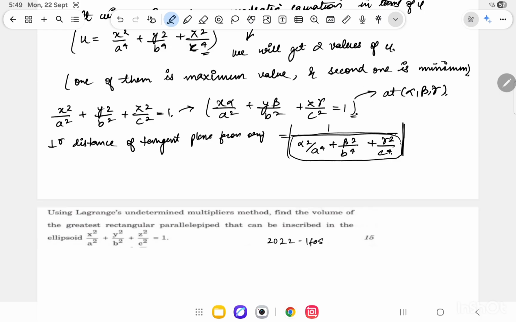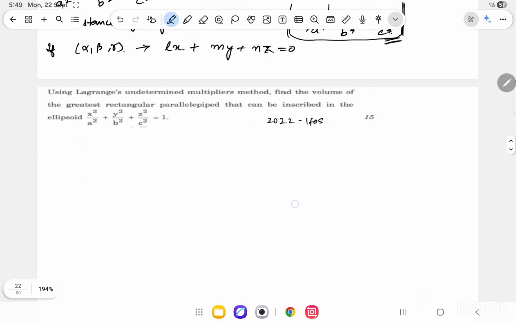So what we are basically asked in the given question is, if a point, let's say alpha, beta, gamma, lies on a certain plane, and the plane is given as lx plus my plus nz equals 0, we are supposed to maximize and minimize the perpendicular distance from the origin to that tangent plane to the ellipsoid. So that's the question. Let's move on to the next question.